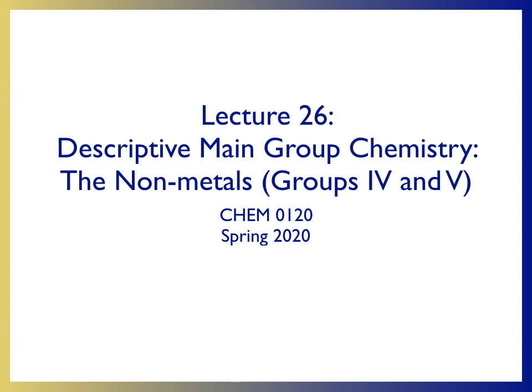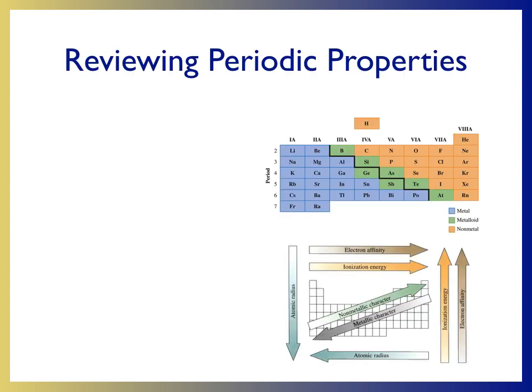Lecture 26, Descriptive Main Group Chemistry, the Nonmetals, Groups 4 and 5. In the second part of our unit on descriptive chemistry, we're going to take a look at the chemistry of the nonmetals.